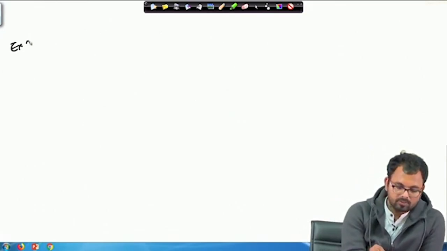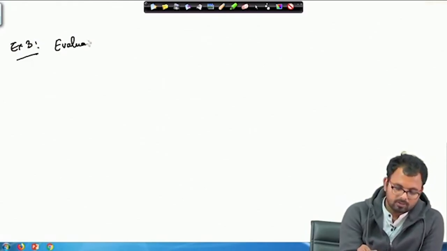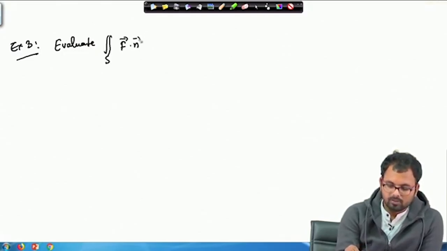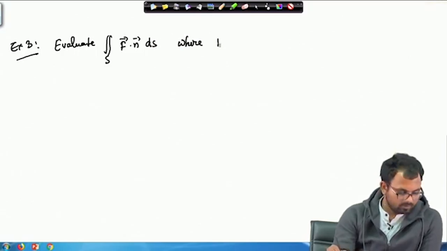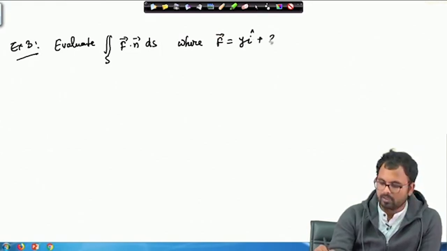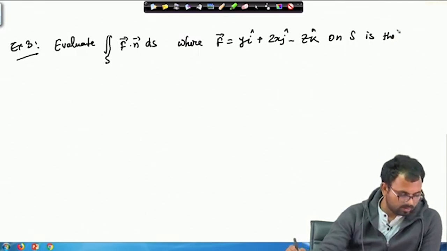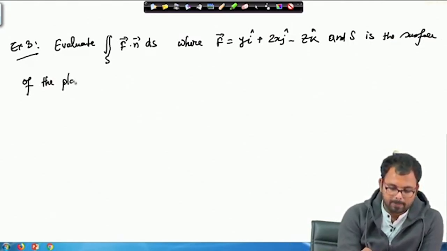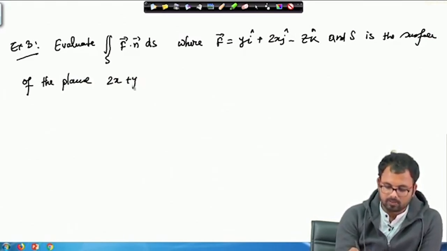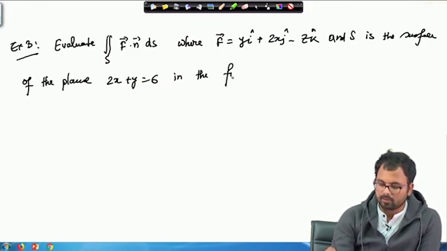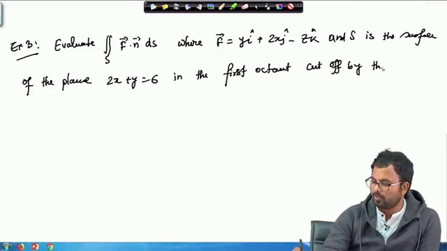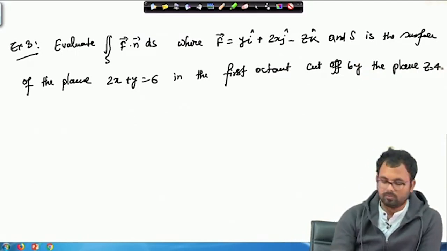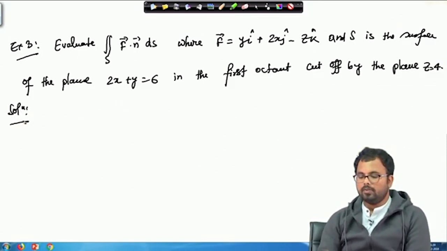So, another example, evaluate the surface integral where f is equal to yi plus 2xj minus zk on S, and S is the surface of the plane 2x plus y equals 6 in the first octant, cut off by the plane z equals 4.